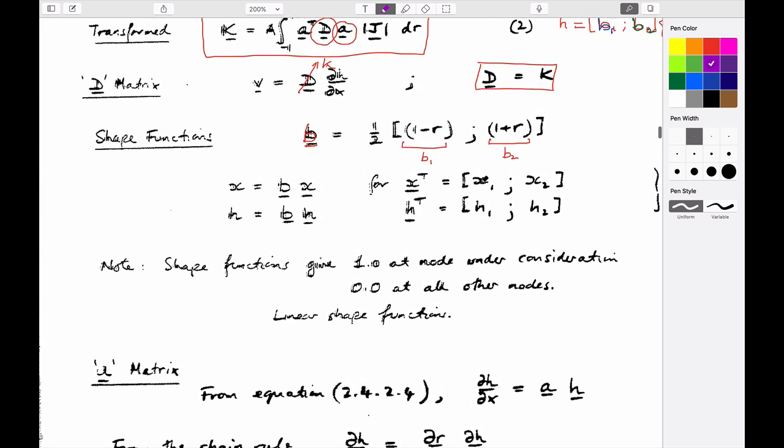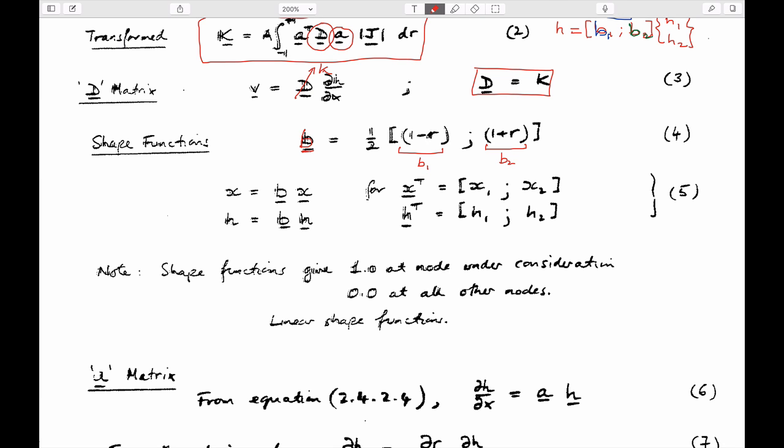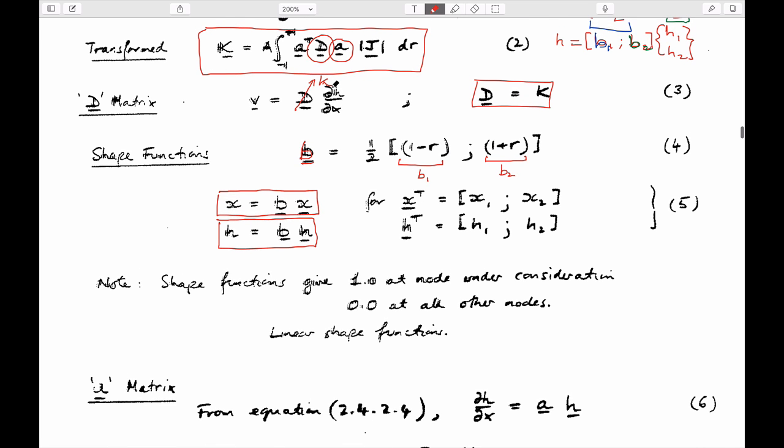So let's go back to this. So we have exactly that here. And so this is where we are. 1 minus r, 1 plus r. We can map the geometry using those shape functions. We can map the head using those shape functions. And so our reason to do that is because we know that these individual matrices that we need, those derivatives. So this A matrix is what?